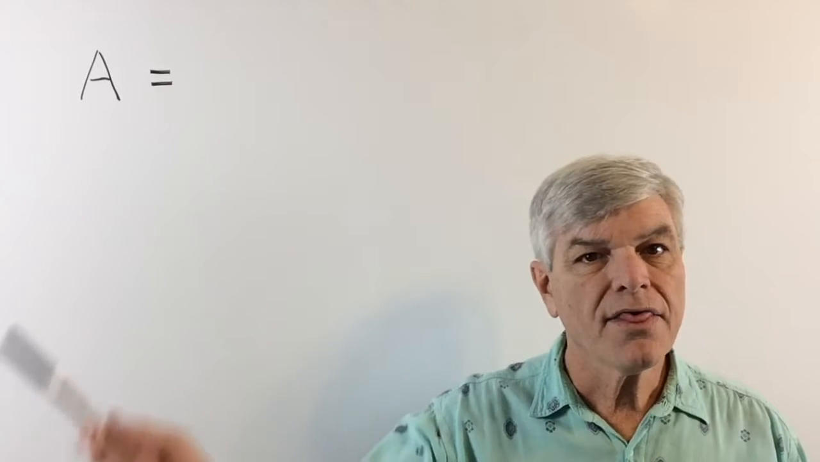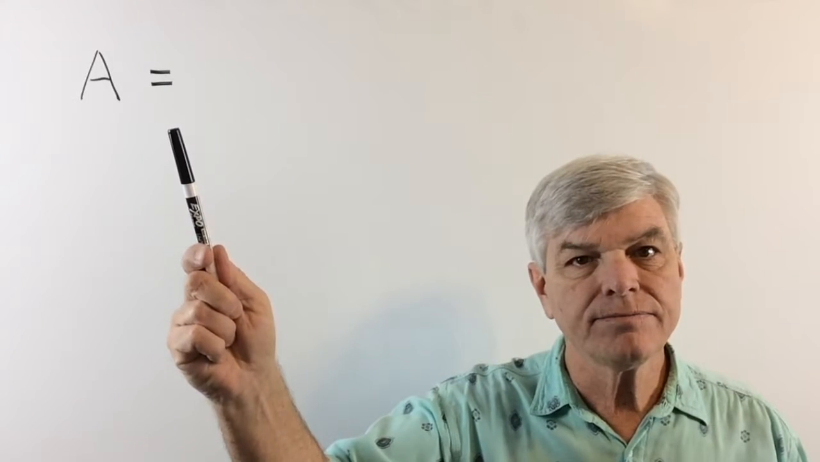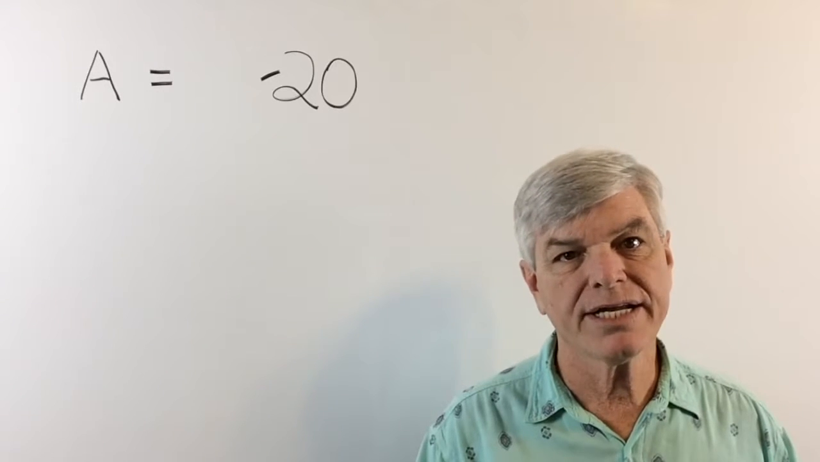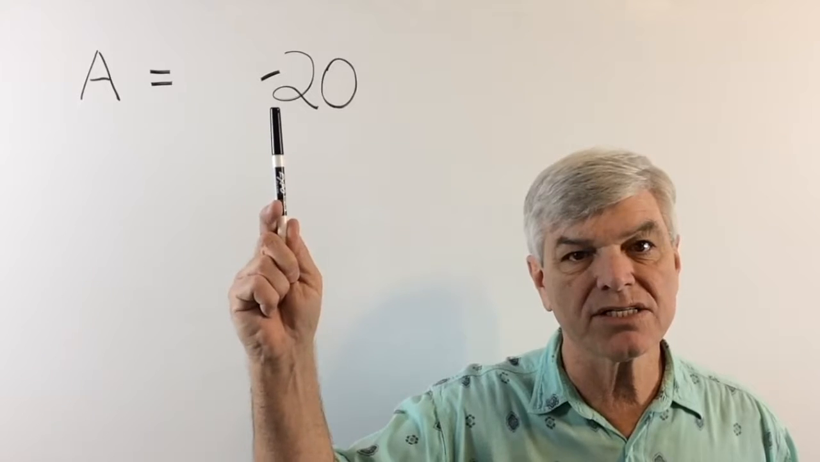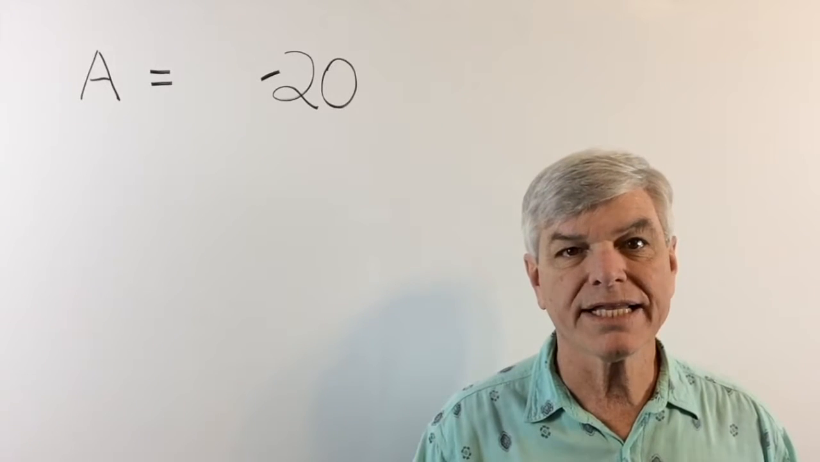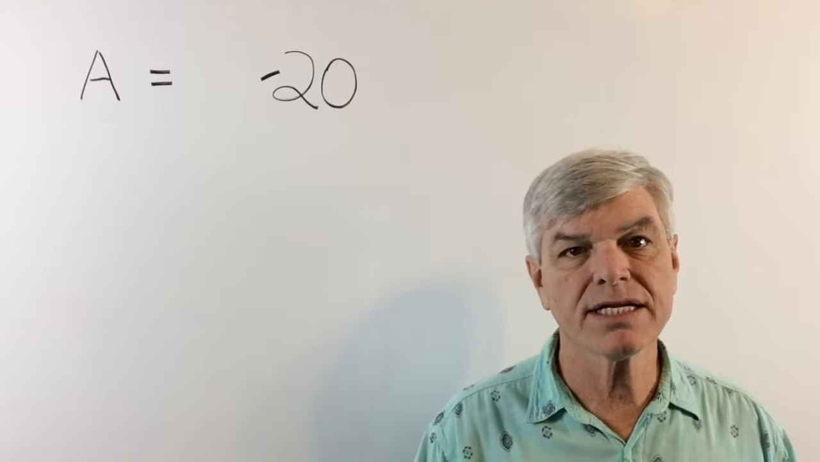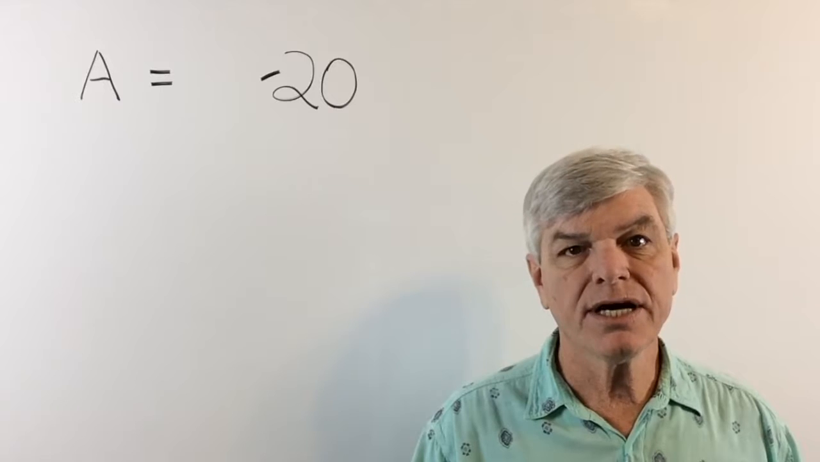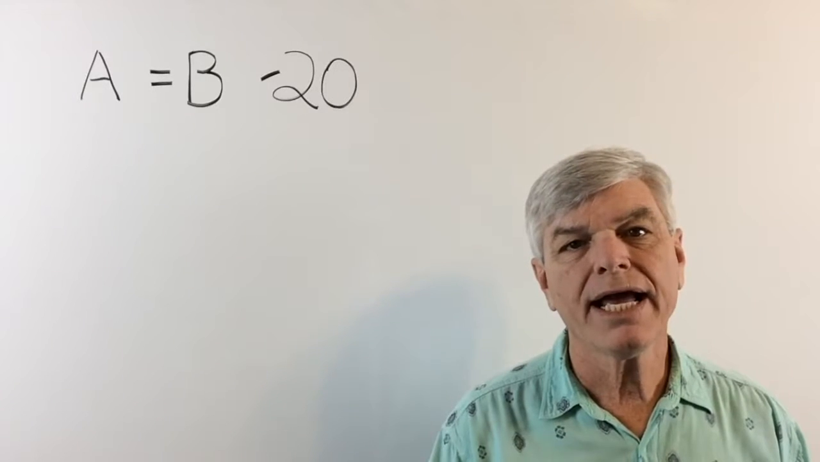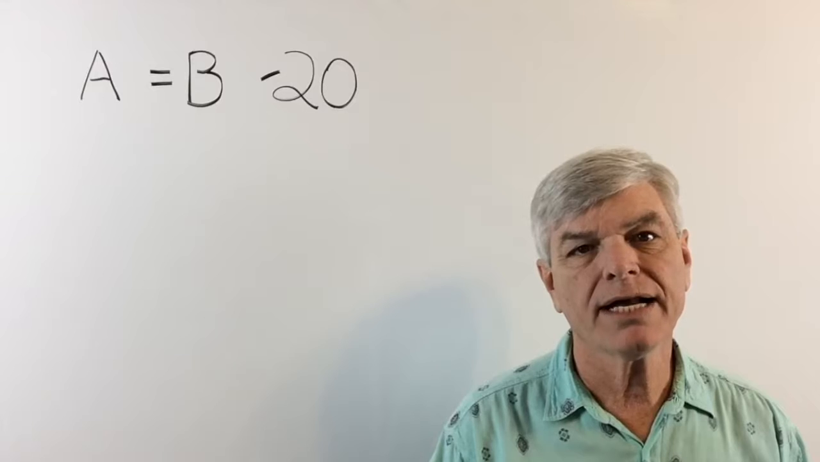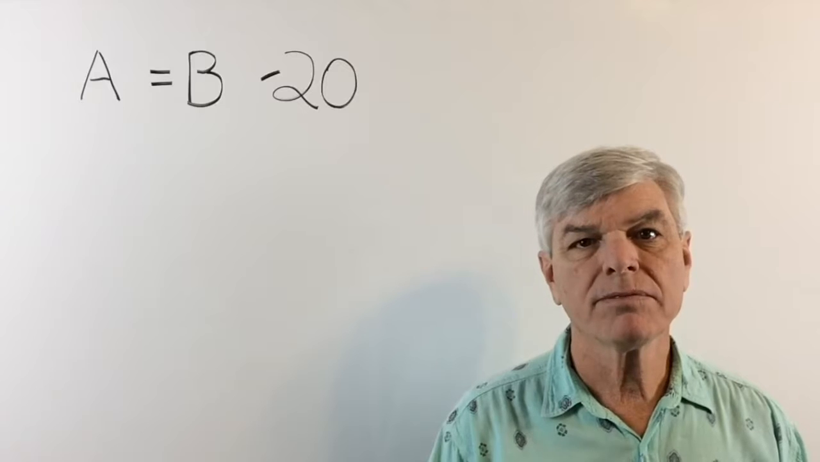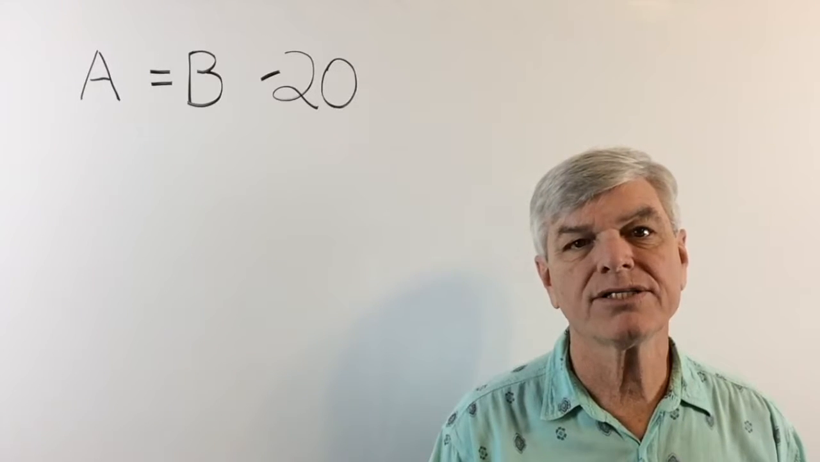Now Adam is, that's the equal sign again, 20 years younger. Now remember I said younger means less. That means we're going to subtract. And of course that negative sign goes in front of the number, not behind it. So Adam is 20 years younger than Brian, and we are going to use a B for Brian. So A for Adam, B for Brian. And that's just the way that this problem is written. Adam is 20 years younger than Brian.